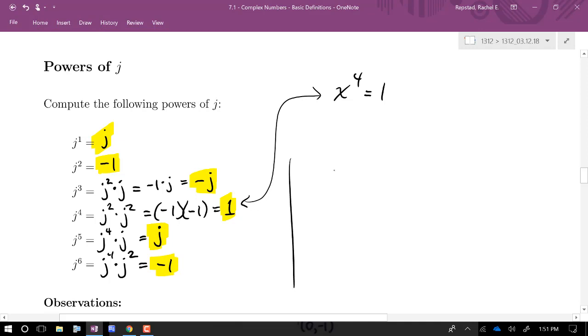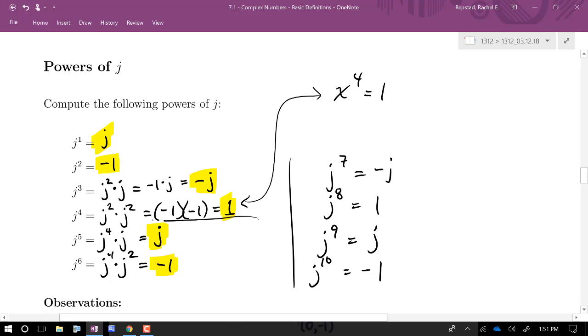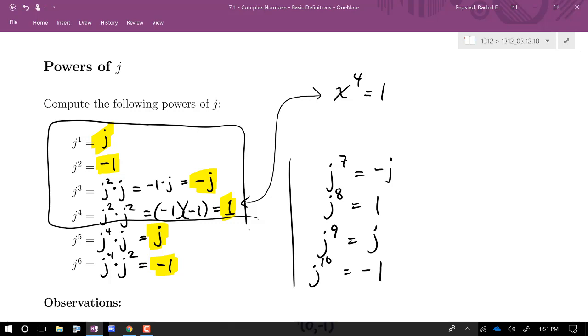Now, without doing out the algebra, what do we think j to the seventh is going to be? Negative j. What about j to the eighth? What about j to the ninth? J. What about j to the 10th? How do you get that? It's a pattern. We take j, we keep raising it to higher and higher powers, and we just get the same 4 values repeating. Name a time that happens with real numbers. I don't think you can. I mean, aside from 1, right? If you take 1 and raise it to different powers, or negative 1 and raise it to different powers.